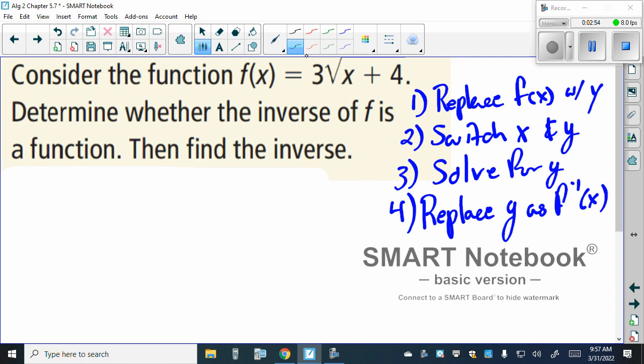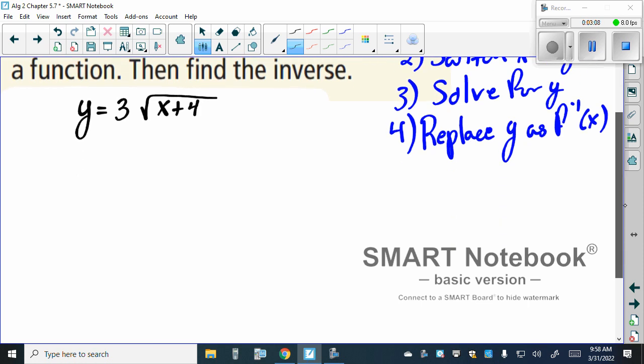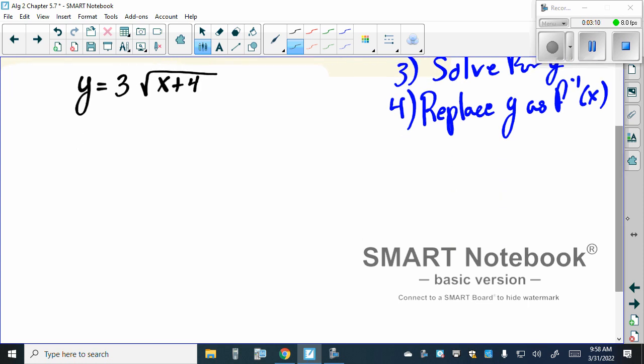of x plus 4. Well, the first thing we can do is replace f of x with y equals 3 square root of x plus 4. Then our next step was to switch x and y. So x is equal to 3 times the square root of y plus 4.